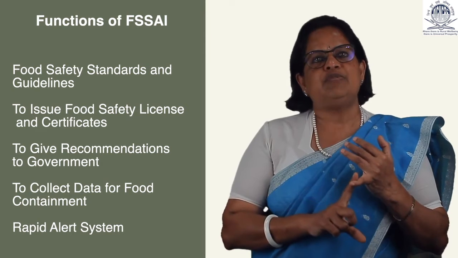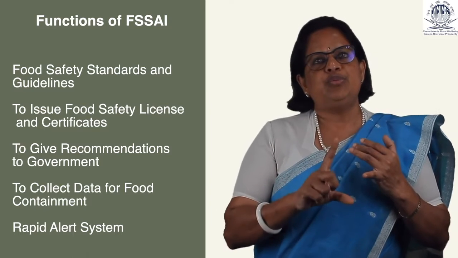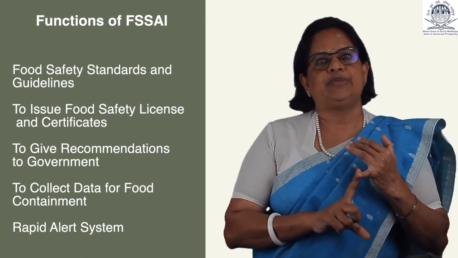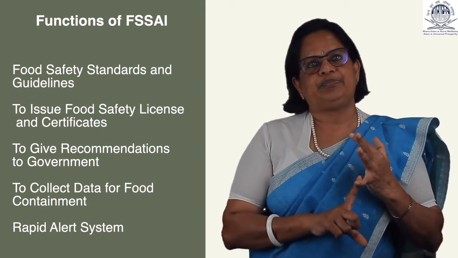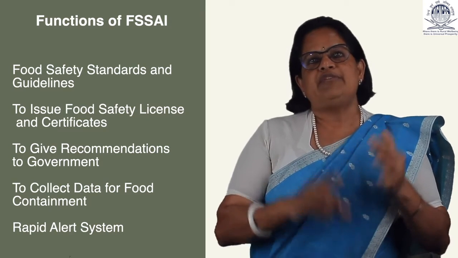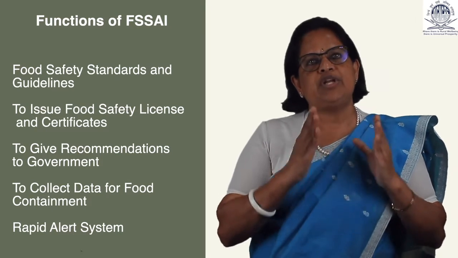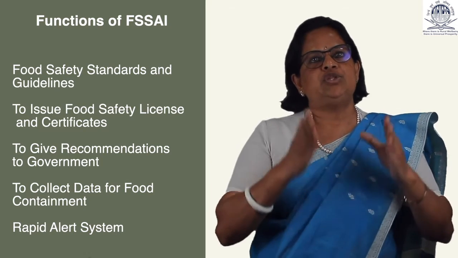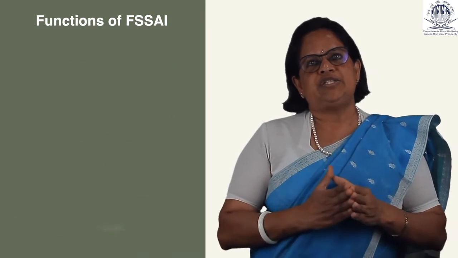FSSAI also has the power to monitor efficiently the functioning of food industries and to impose guidelines with regard to quality and safety measures to be followed. This ensures compliance via penalties and fines. We have already learned about the penalties for violation. FSSAI also has the power to collect food samples to check food contamination and adulteration. This will help the authorities to locate the emerging risk in food products and to invoke rapid alert system.